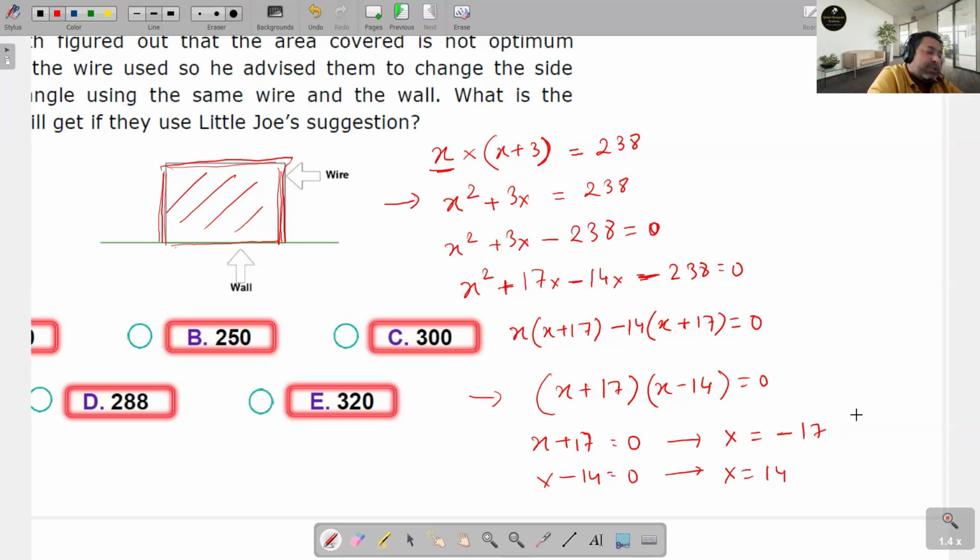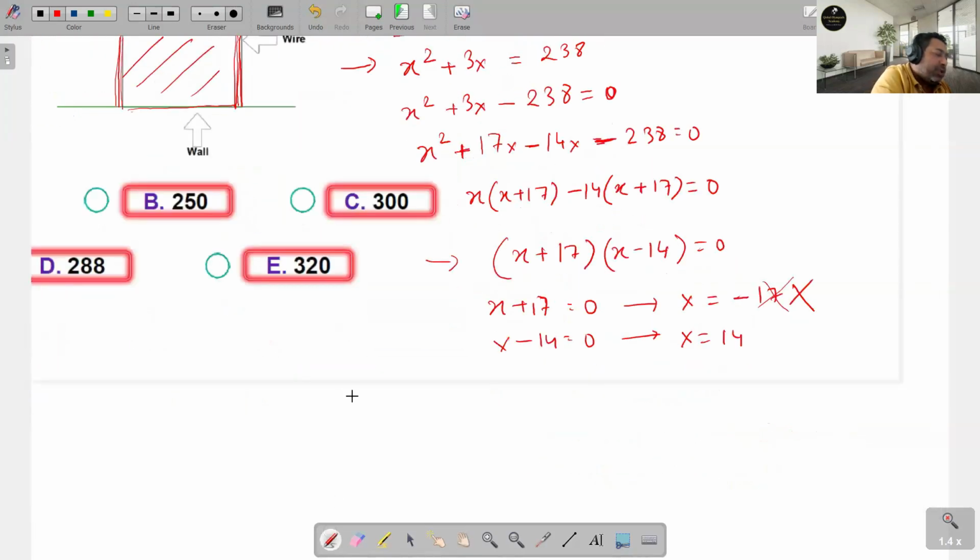Now we cannot accept this solution because x is what? It is a length, right? It's the length of a wire. So that cannot be negative. So minus 17 is ruled out, which means the value of x is 14. And therefore the other side will be x plus 3, which is 17.